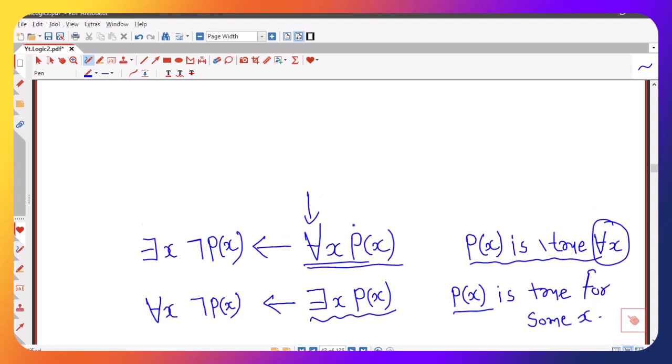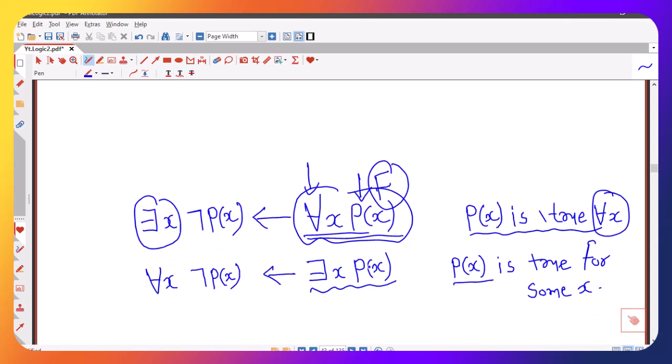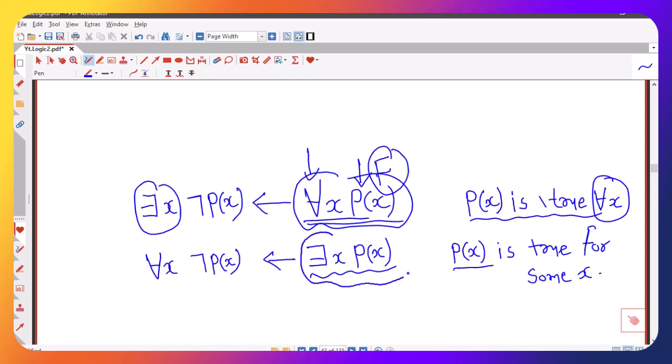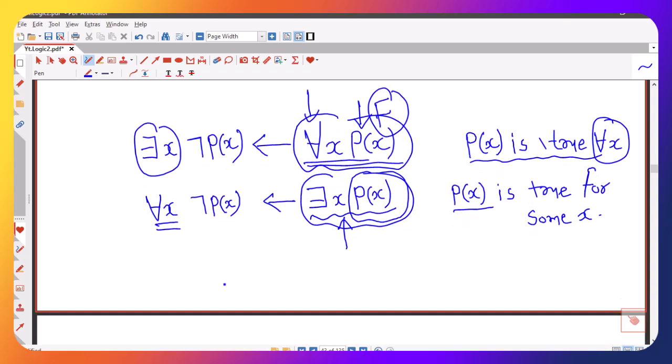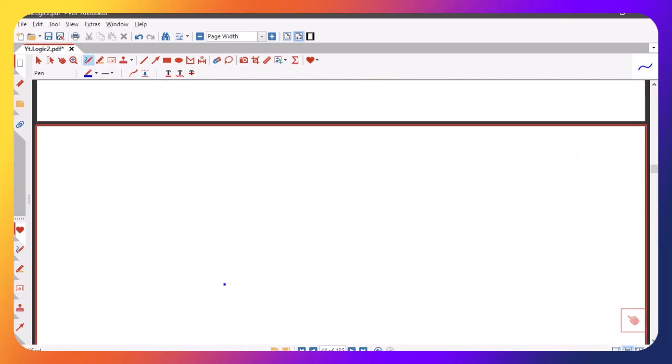So whenever we want to prove that the universal statement has truth value false, then we have to find at least one value of x such that p(x) is not true, and whenever we want to prove that the existential statement has truth value false, then we have to show that p(x) is not true for all values of x in the given domain. So this is all about this session.